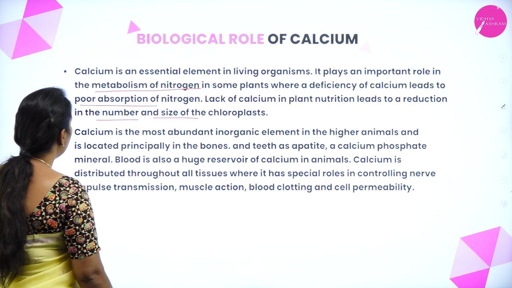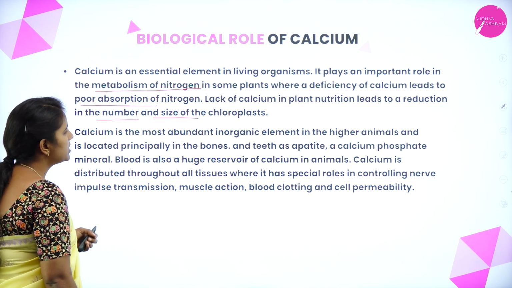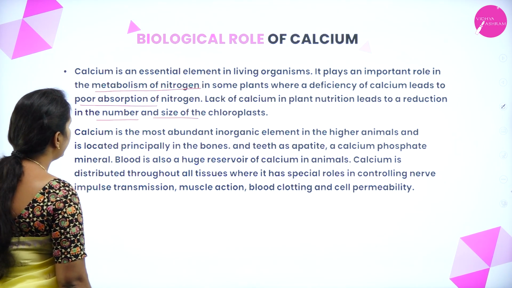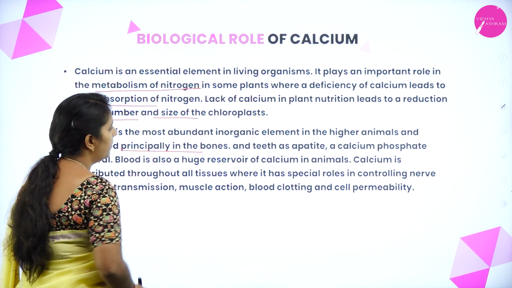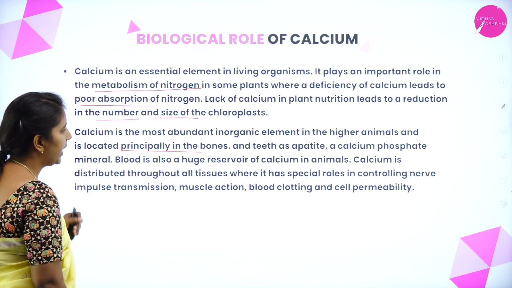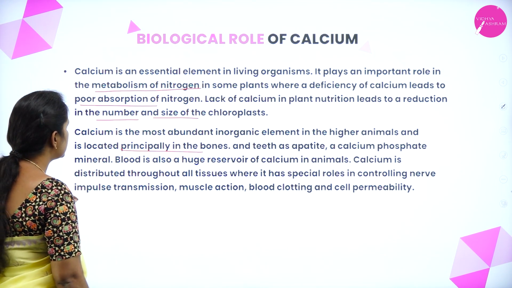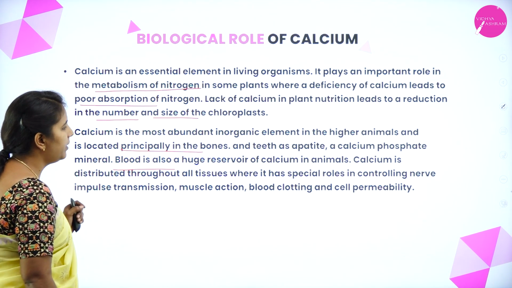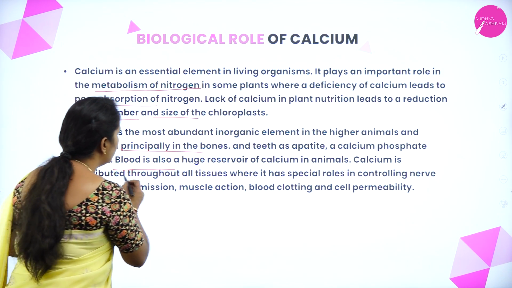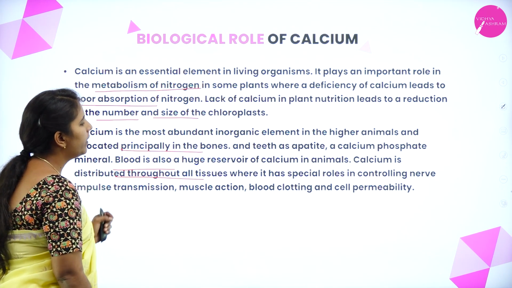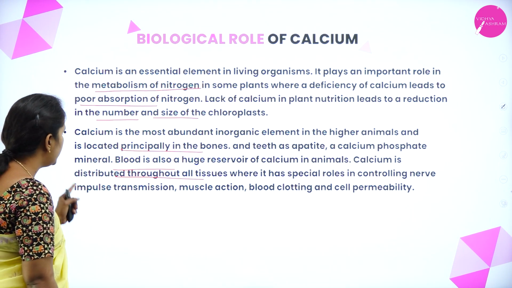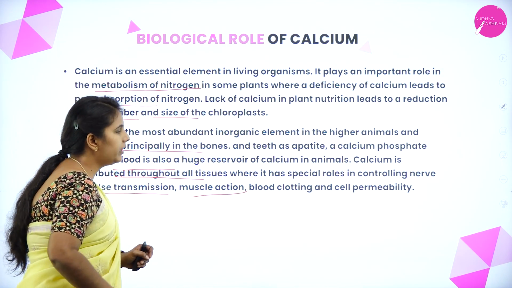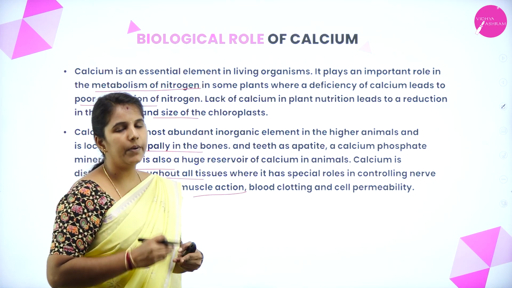to the soil. Calcium is the most abundant inorganic element in higher animals and is located principally in the bones, teeth, apatite, etc. Calcium phosphate is a mineral, and blood is also a huge reservoir for calcium in animals. Calcium is distributed throughout all the tissues, where it has a special role in controlling nerve impulse transmission, muscle action, blood clotting and cell permeability.